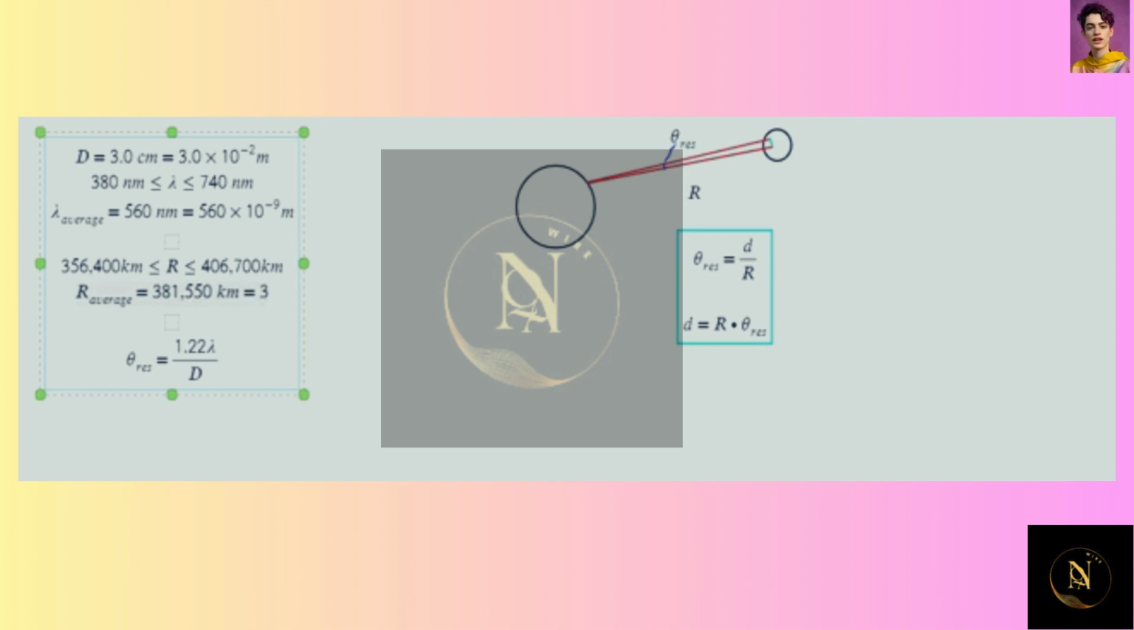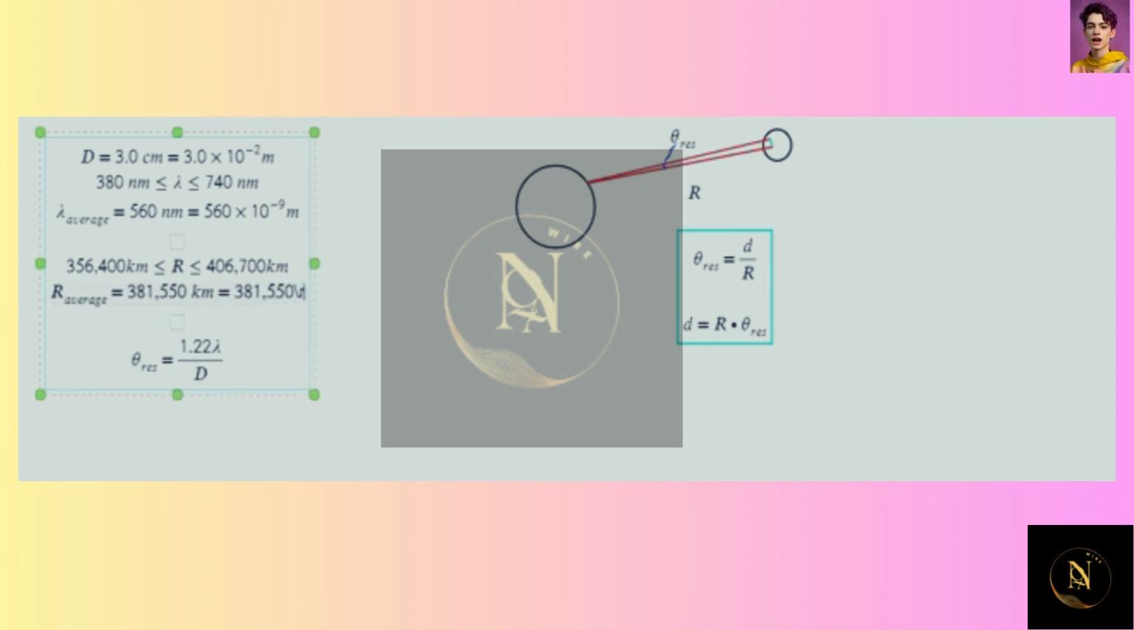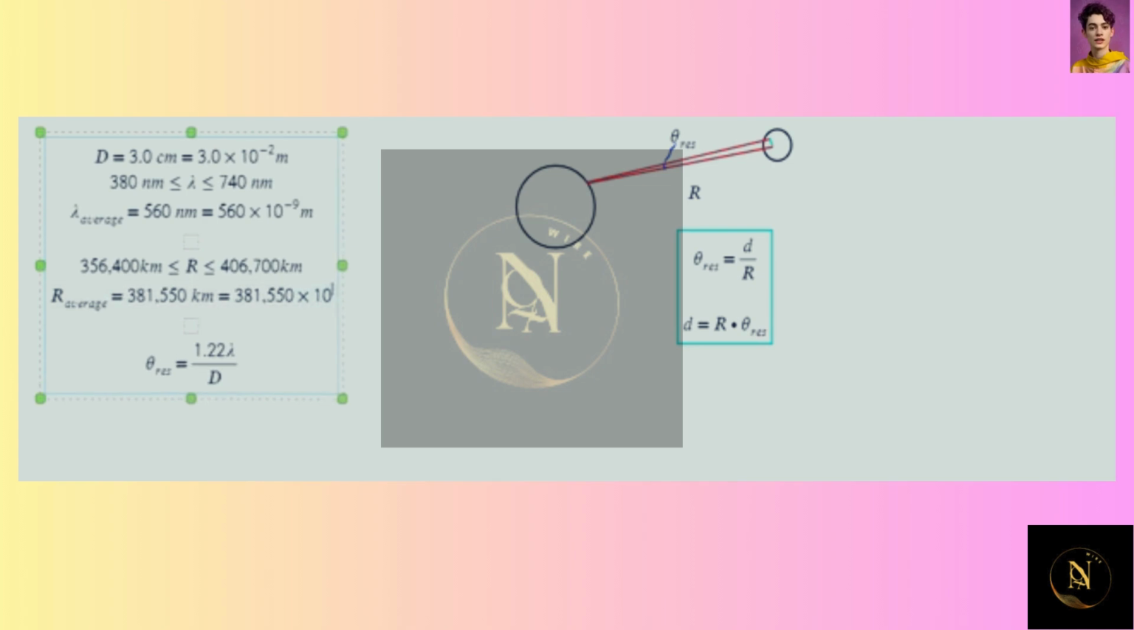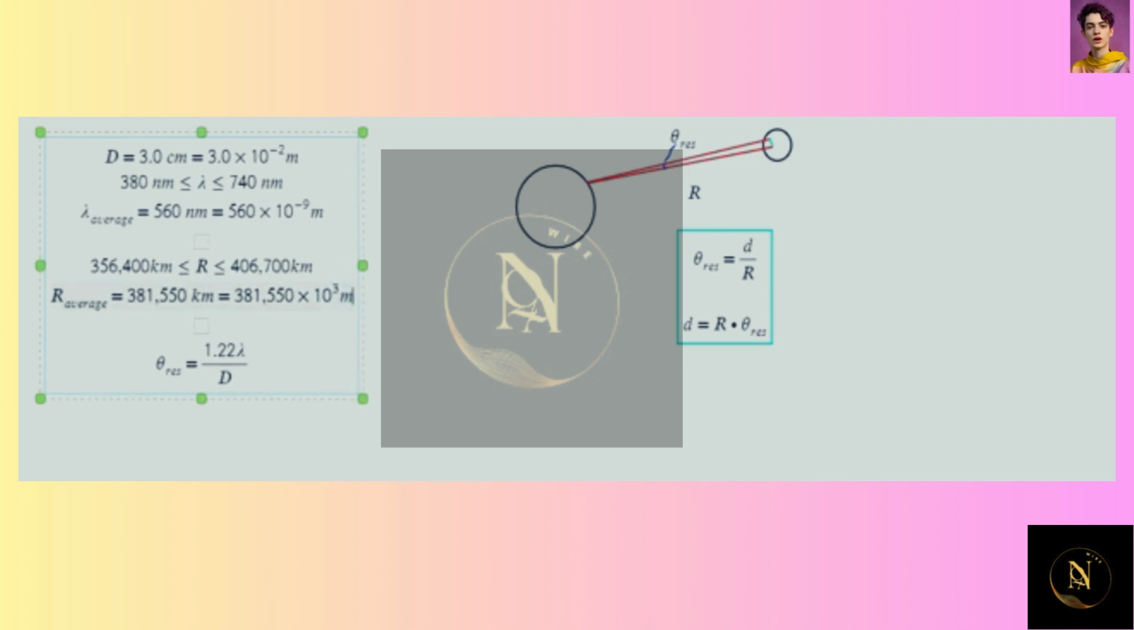It's going to be 381,550 times 10 to the third. And this is going to be in meters now. Okay, notice this number is way bigger than this one. So let's go ahead here and solve for theta res.